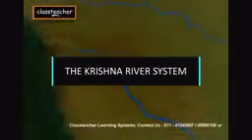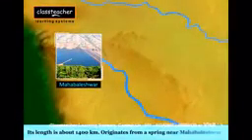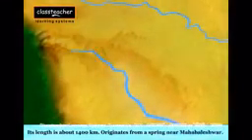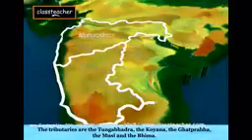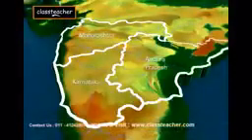The Krishna river system. The Krishna River rises from a spring near Mahabaleshwar, flows about 1400 kilometers and reaches the Bay of Bengal. It is joined by the Tungabhadra, the Koyna, the Ghataprabha, the Musi and the Bhima. The Krishna Basin covers parts of Maharashtra, Karnataka and Andhra Pradesh.